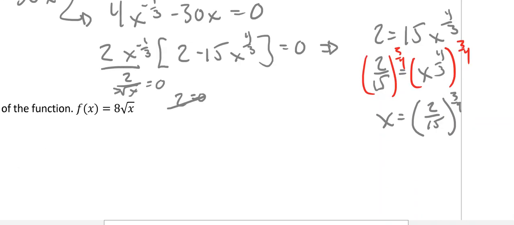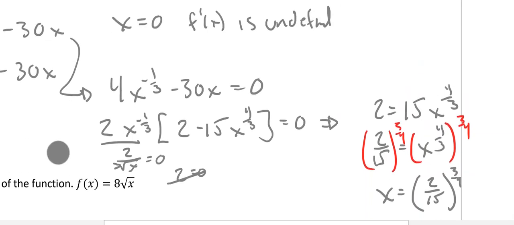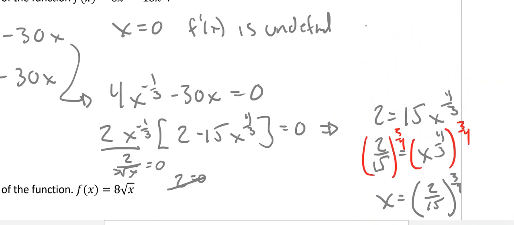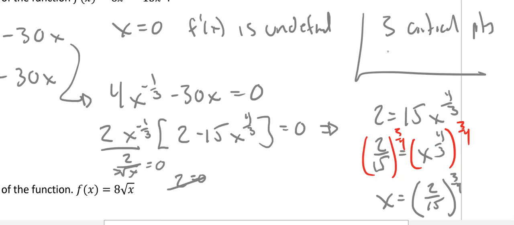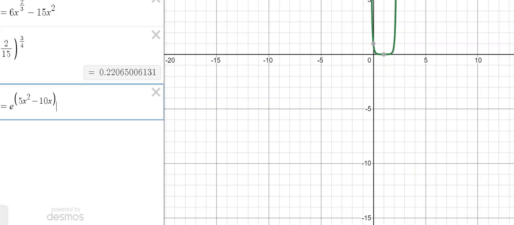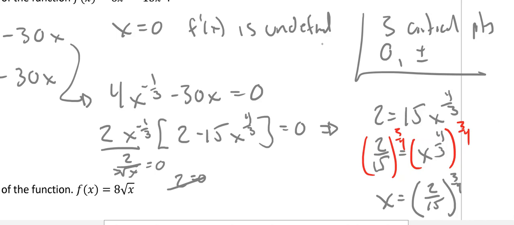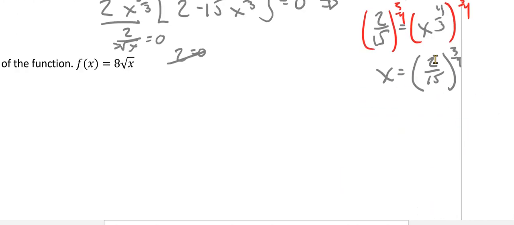I will leave it to you to calculate what those are, but there will be two critical points here, and there will be one critical point where it was undefined, so we have a total of 3 critical points for this particular problem. 3 critical points at 0, and then plus or minus, I think it's about 0.221, when we calculate 2/15 to the 3/4 power.